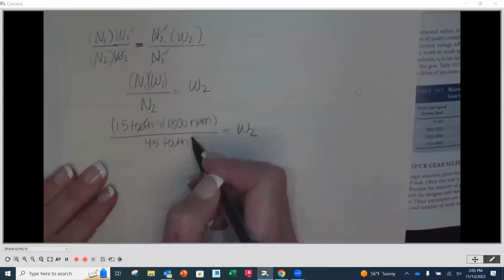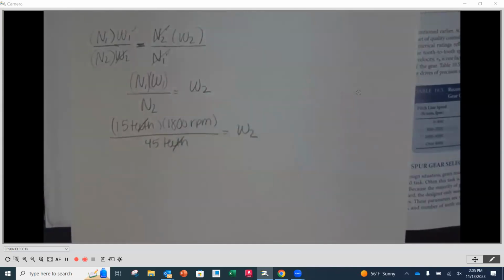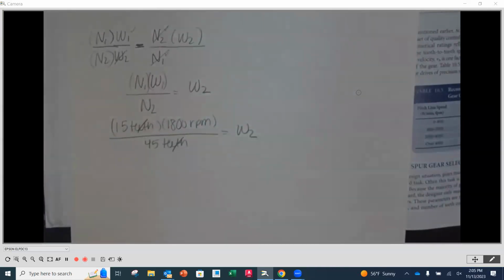Now we can take our teeth and we can cancel, right? So we're left with RPMs. That's good, right? I want to try to find a W2. So units for W2 are radians per second and RPMs, right? It's just a conversion between the two. So we can leave it right here in RPMs, which is usually the preferred if we're going to be using it or specifying it or sharing it with somebody.